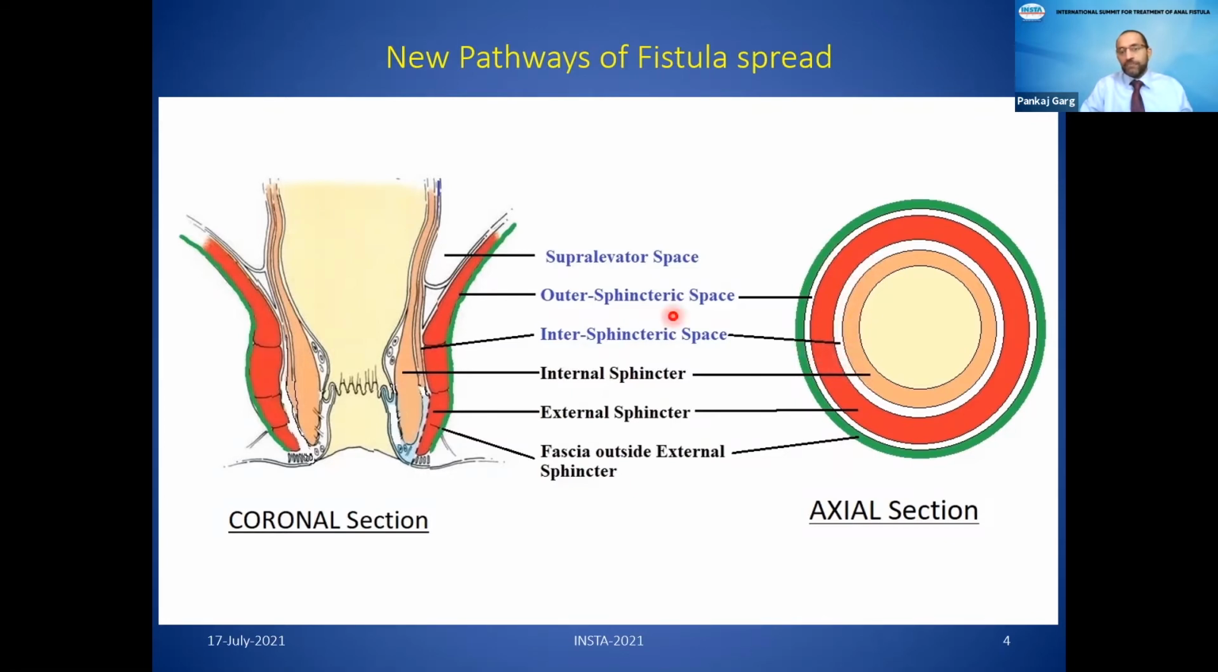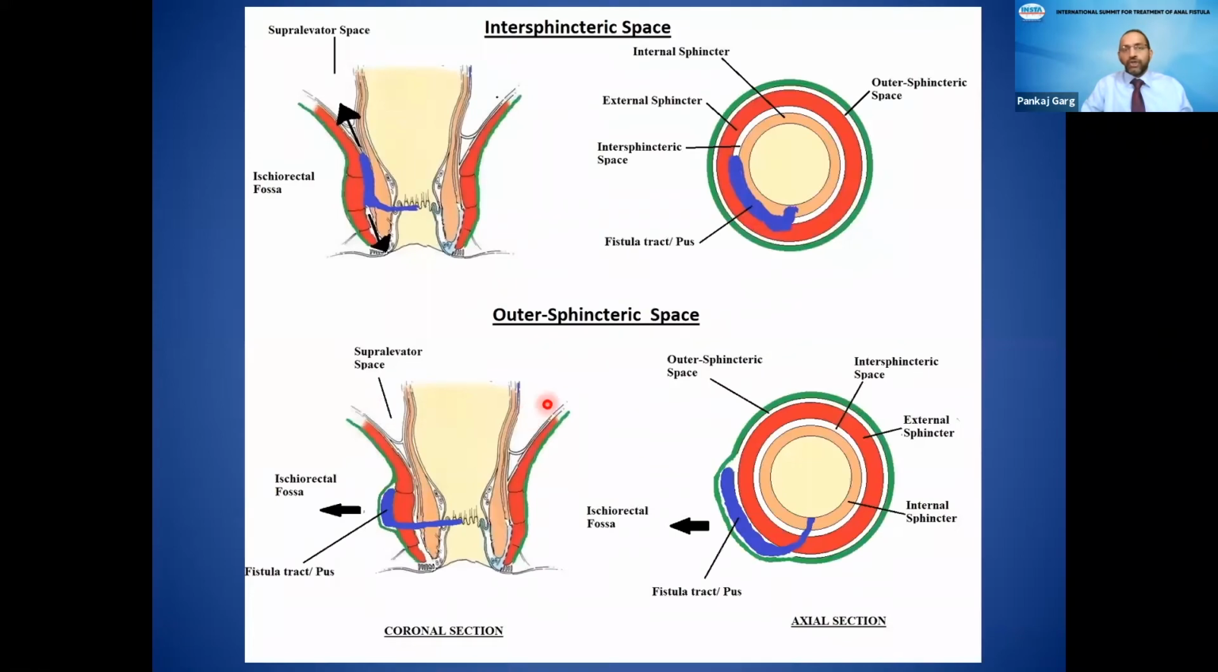The space between this fascia, the green color fascia outside the external sphincter, and the external sphincter is the outer sphincteric space. You see here the outer sphincteric space between the green color fascia and the red color external sphincter. The conventional intersphincteric fistulas would tend to spread between the internal and the external sphincter, and they would tend to go, if they ascend superiorly, into the supralevator space.